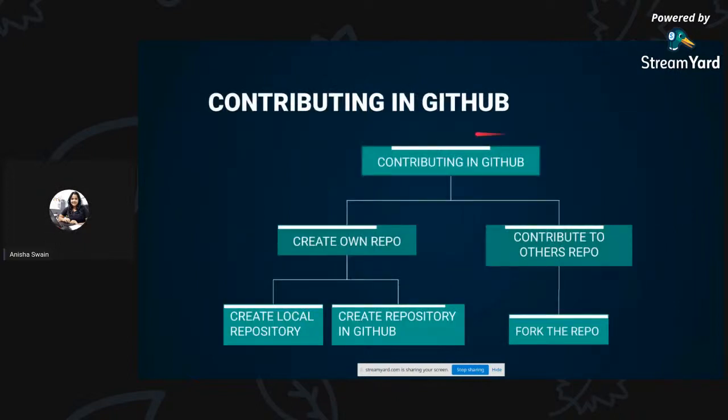Okay. So next thing is contributing to GitHub. There are two ways in which you can contribute. Basically, you can either create your own repo, or you can contribute to others' repo, right? When you create your own repo, there are two ways to do it. You create a local repository and then send it to the server, or you create a repository in GitHub and then clone it to your own system, right?